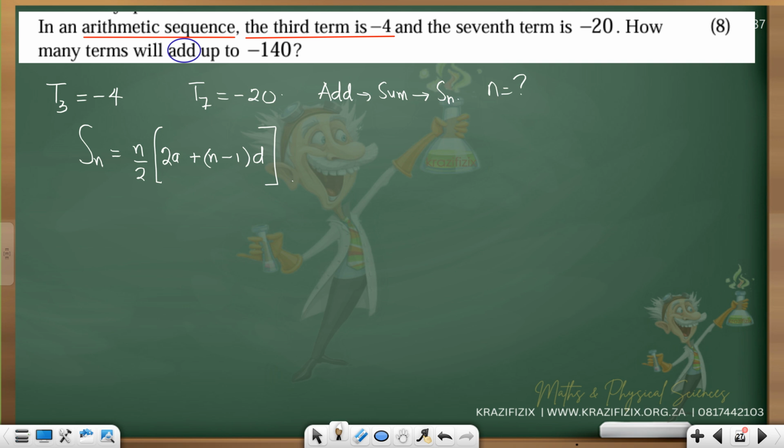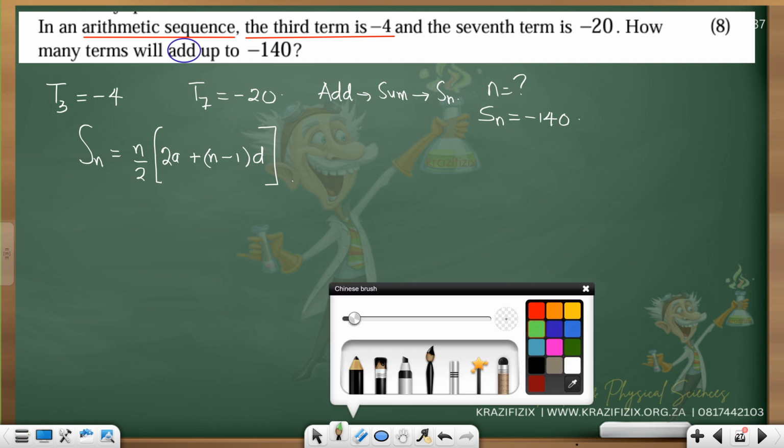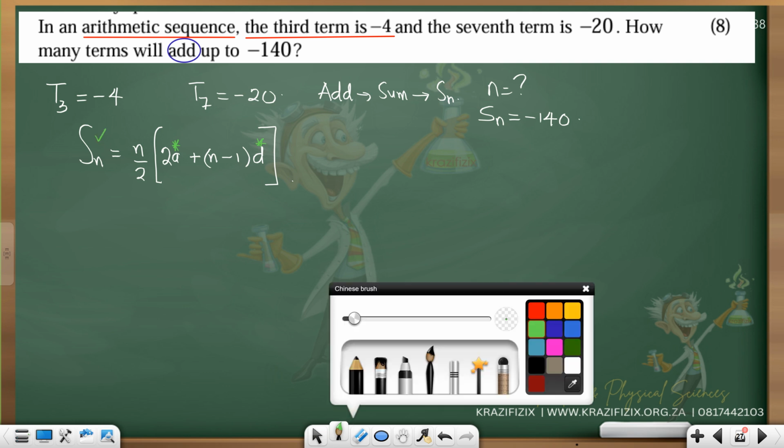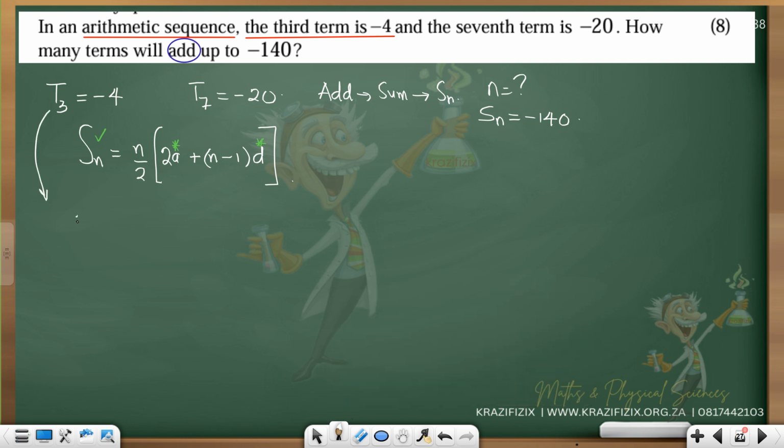It will add up to negative 140. So I know that the sum of those numbers should be equal to negative 140, but how many numbers should I add together to get that? Now, if I look at the formula, I see that I'm going to have a problem. I don't have a, I don't have d. Where will I get my a and my d from? We go back to grade 11. T3 is negative 4. What is T3, by the way? a plus 2d. You should know this instantly.